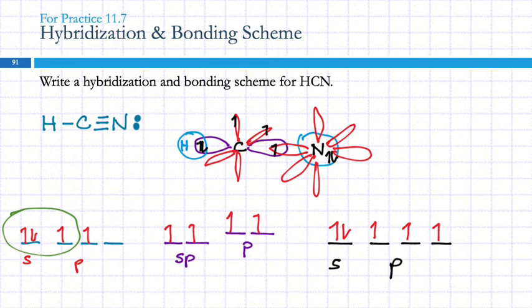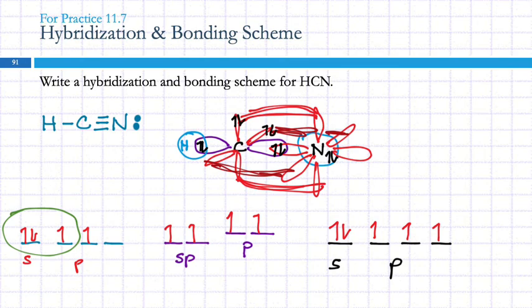So we get 1 electron from carbon, 1 from nitrogen in a sigma bond. And then we're going to have pi bonds. So these 2 and these 2. And so there's going to be a pair of electrons in that one and a pair of electrons in this one. It's really hard to draw.